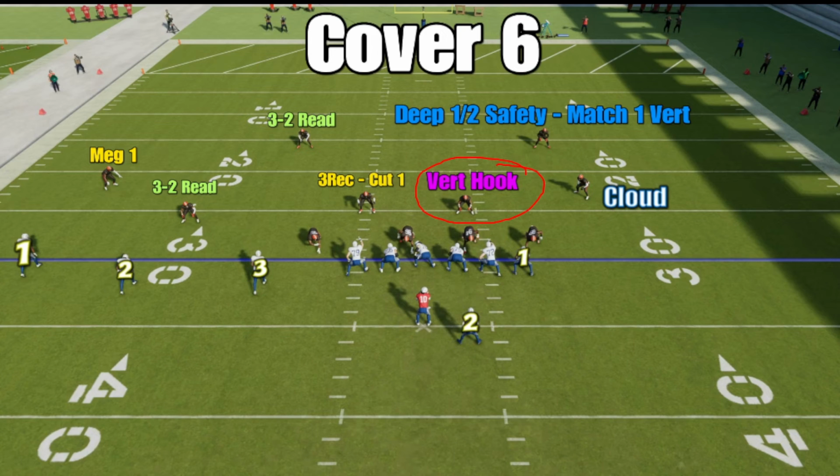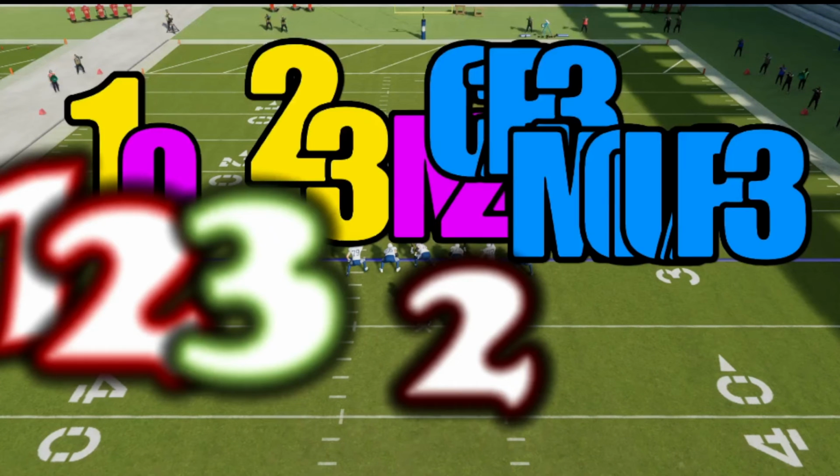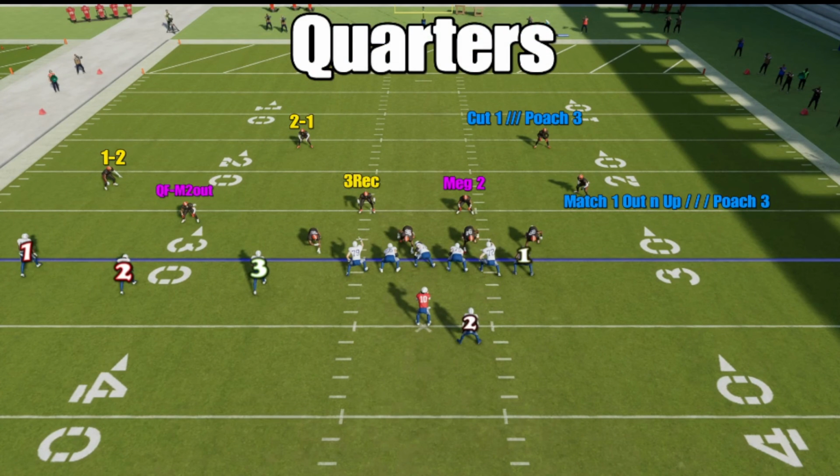You can do a lot of different things with this guy. I've done a lot of different things where I try to include him into a 5-man pressure. I've been trying to figure out ways to bring him free on a pressure, etc., because I know where my free player is. Why don't we go back to quarters really quickly, and then we'll go to cover 9.